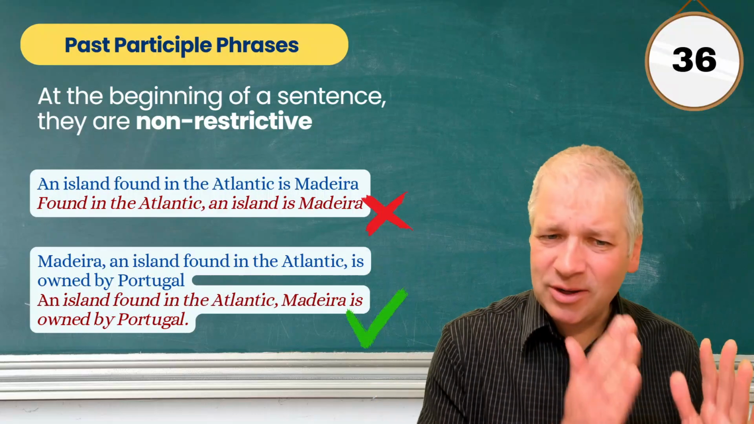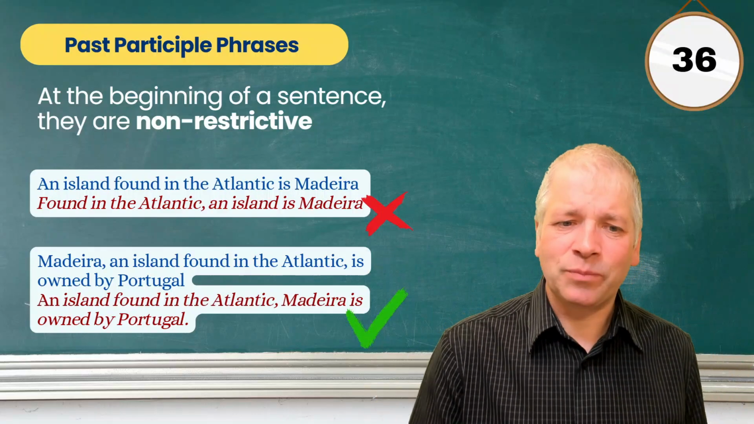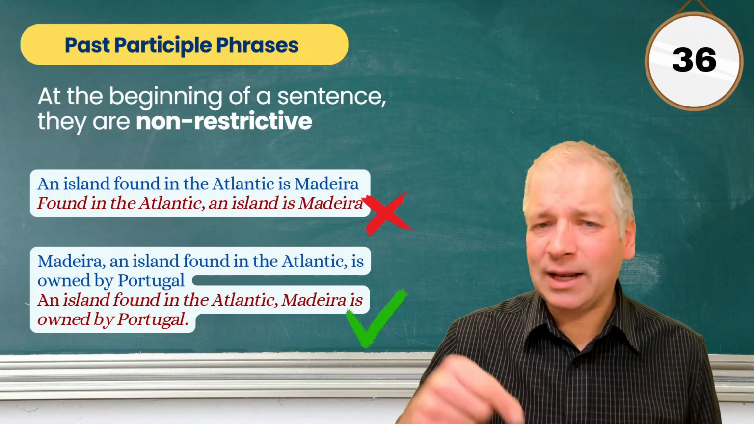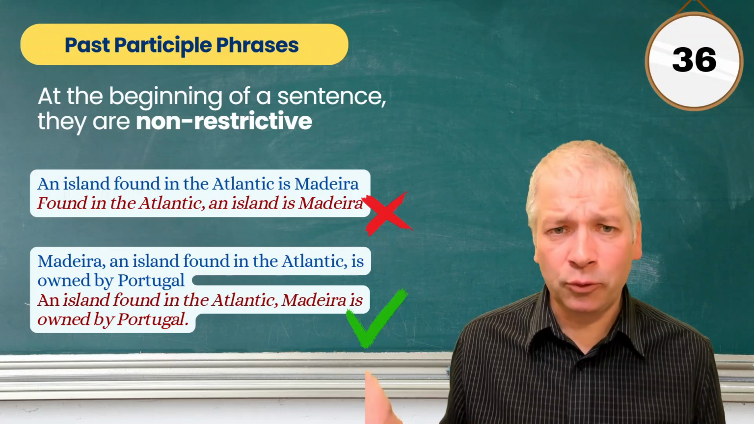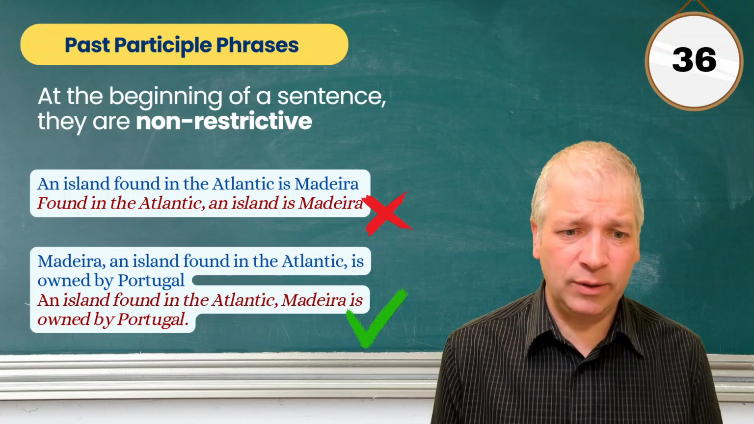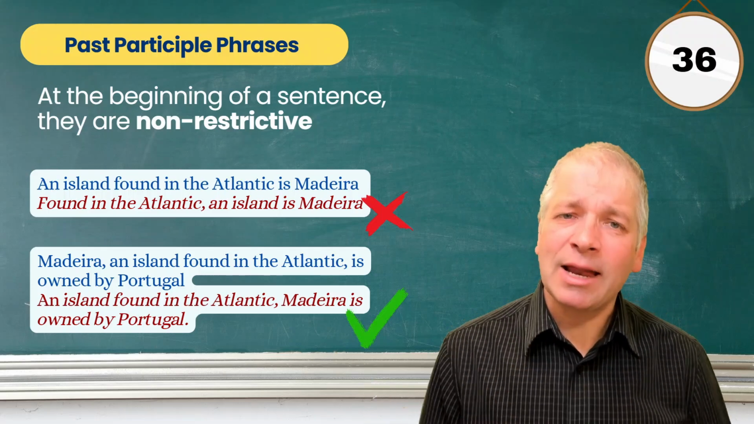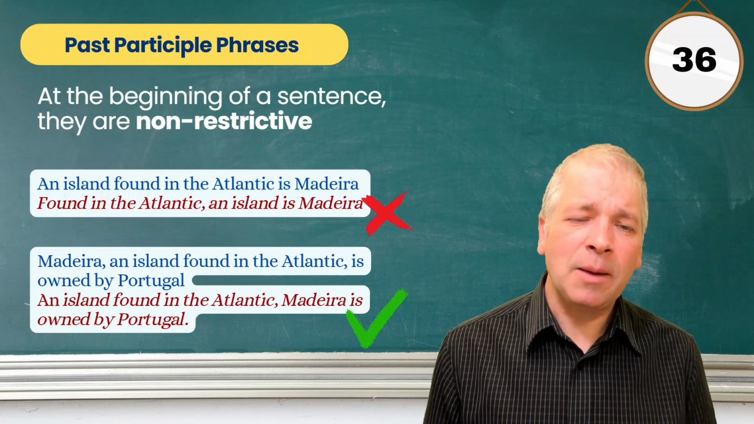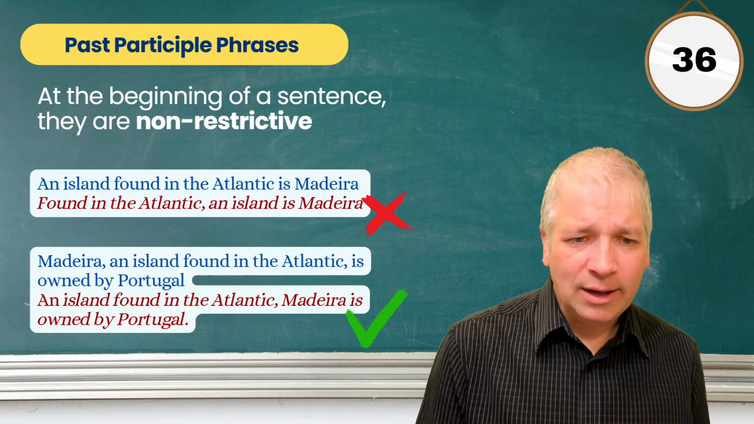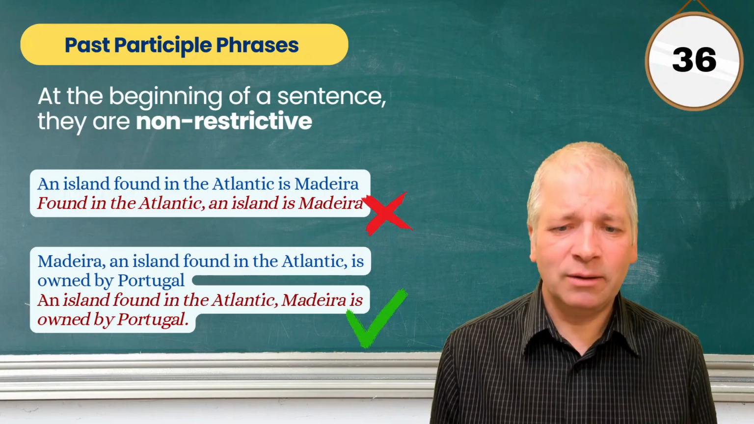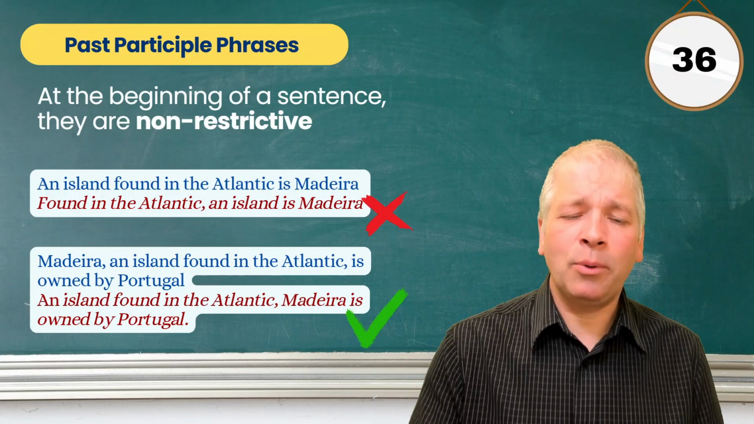The noun Madeira is not modified here. Madeira, an island found in the Atlantic, well, that's still just Madeira, is owned by Portugal. So it's non-restrictive this time. And yes, we can use this as a past participle phrase at the beginning of the sentence. An island found in the Atlantic, Madeira, is owned by Portugal.